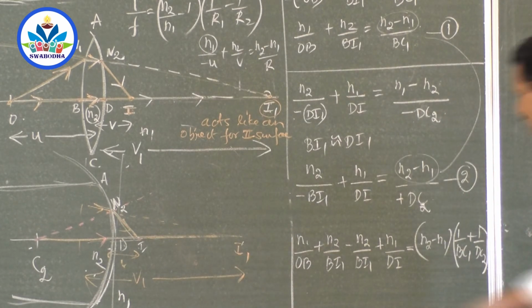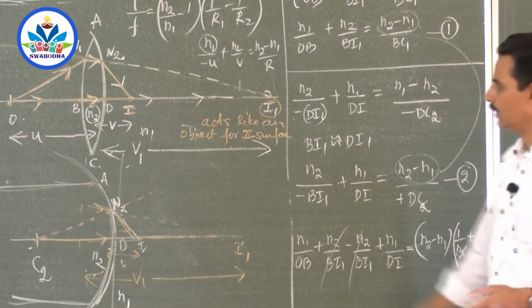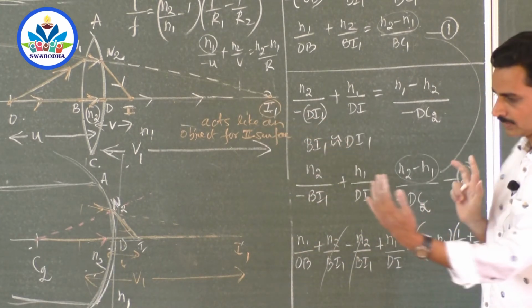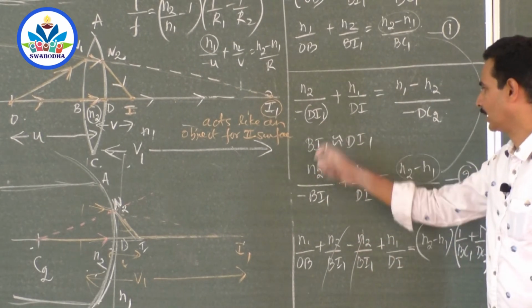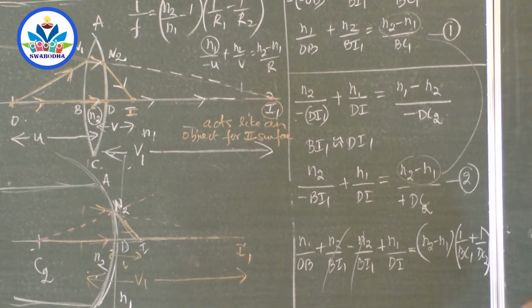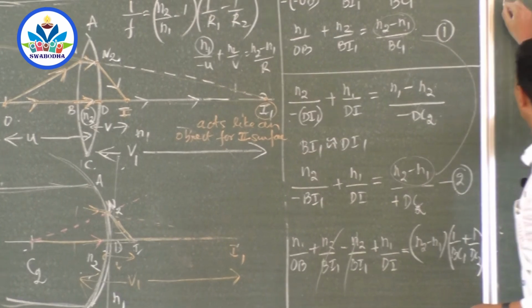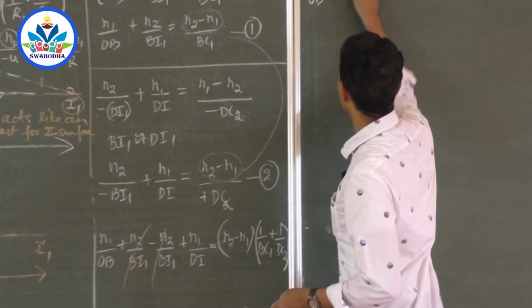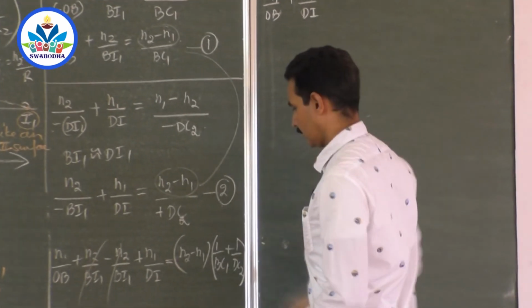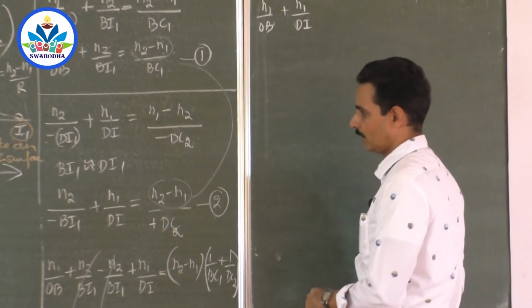Anyway, now this gets cancelled. That's the only difference you have here. We need not subtract the distances from the thickness because it is a thin lens. So bi1 and di1 can be taken almost the same. So that gets cancelled. What is remaining? N1 by ob plus N1 by di, right? N1 by ob plus N1 by di.